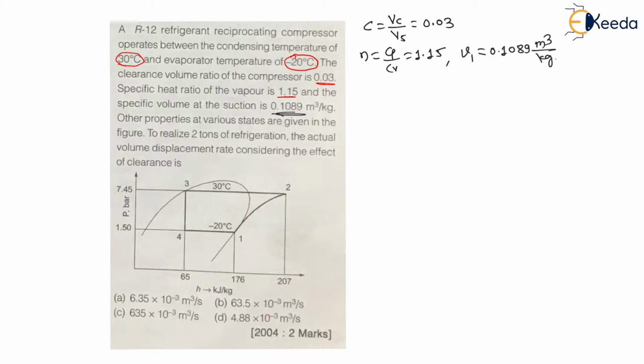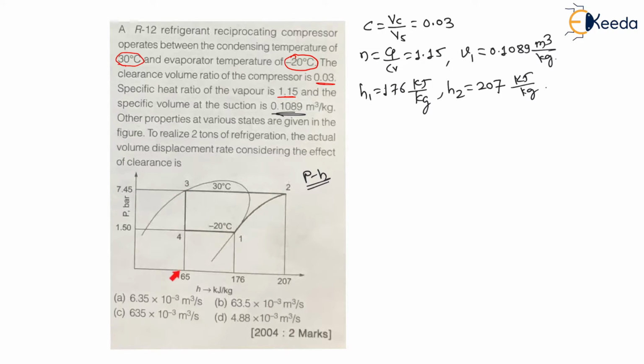On the x-axis enthalpy is given, on the y-axis pressure is given, meaning they have provided you a pH diagram. So on the x-axis you will get enthalpies, on the y-axis you will get pressure values. Let us write them. At 1, enthalpy is 176 kilojoule per kg. Therefore, H1 is equal to 176 kilojoule per kg. Then at point 2, H2 is 207 kilojoule per kg. For enthalpy, the unit is kilojoule per kg.